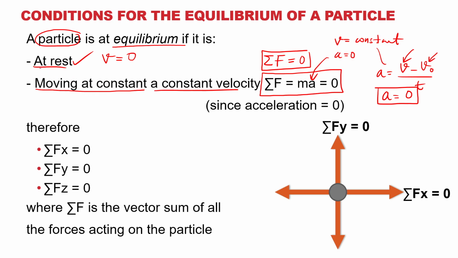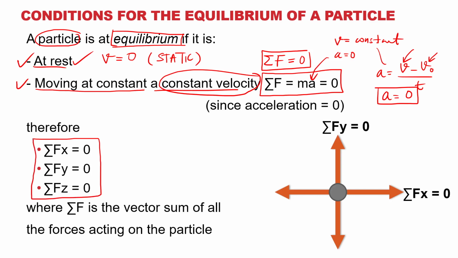So in these two things, whether it is not moving, so this is the static case. Static, not moving. Secondly, is moving but at constant velocity. So these are the two things where a particle is in equilibrium. So if we're looking at the axes X, Y, Z, the whole thing will also be equal to zero. Meaning, if you have a particle here, the forces on the right equal the forces to the left. The forces on top equal the forces below.